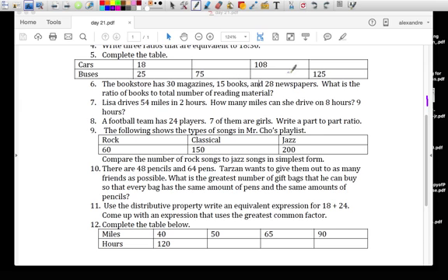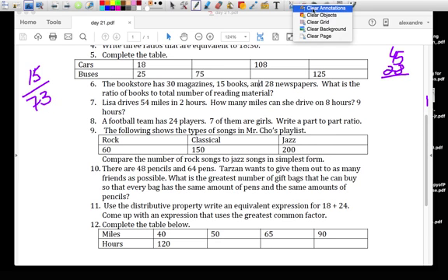A bookstore has 30 magazines, 15 books, 28 newspapers. What is the ratio of books to the total number of reading material? So there's 15 books to the total number of reading material. So you've got to add these 3 numbers up. 30 plus 15 is 45. Plus 28 gives you 73. So there is your ratio, a 15 to 73 ratio.